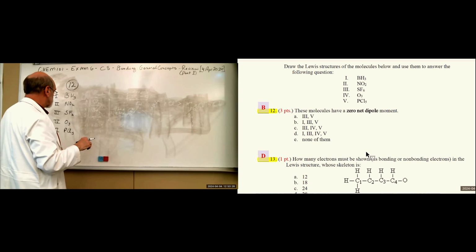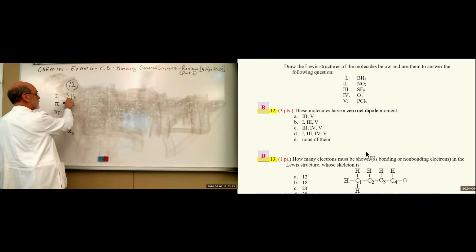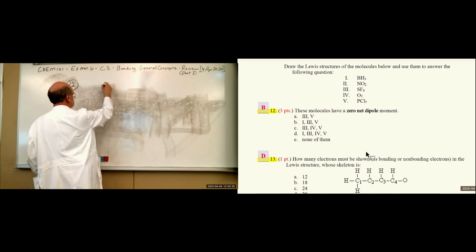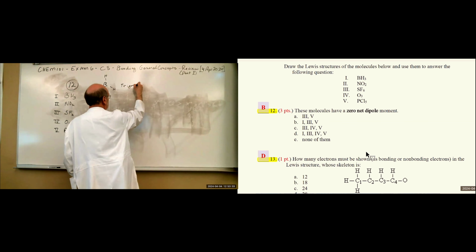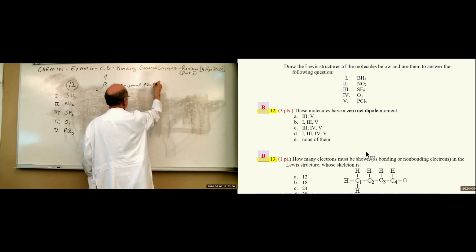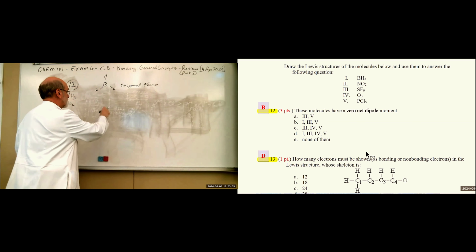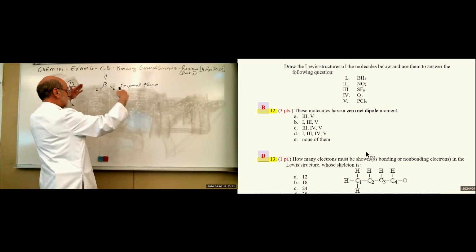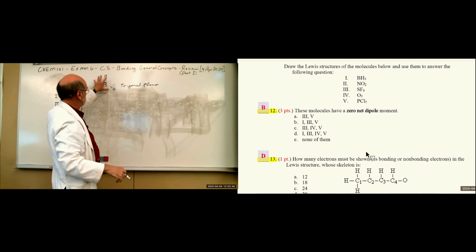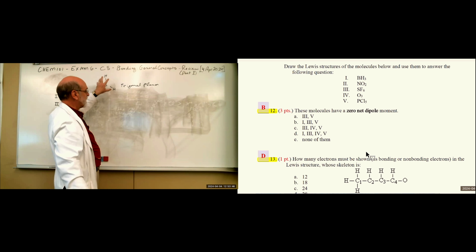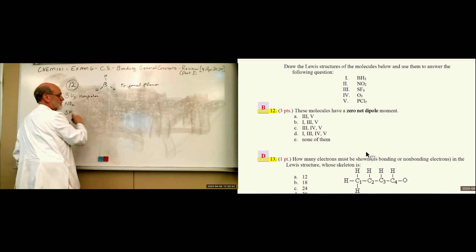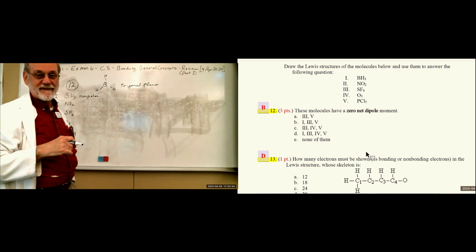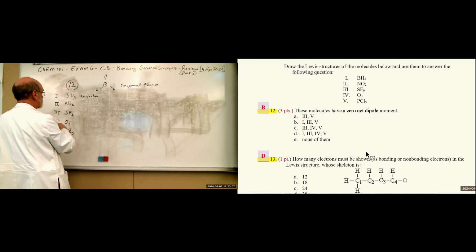We drew this one in class, right? This is a trigonal planar. Right? Each of these bonds is equivalent, pointing to an isosceles triangle. Their dipole moments cancel out. So this one is nonpolar. Okay. This one has a zero net dipole moment.